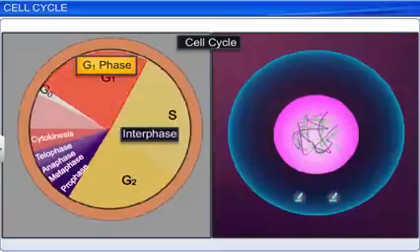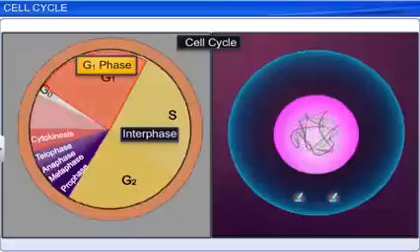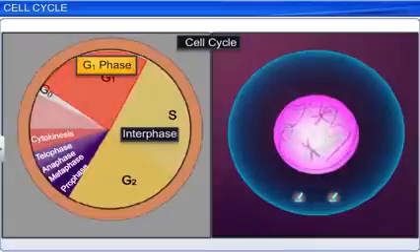During the G1 phase or the first growth phase, normal cell functions occur. The cell continues to grow and remains metabolically active, but the DNA doesn't replicate.